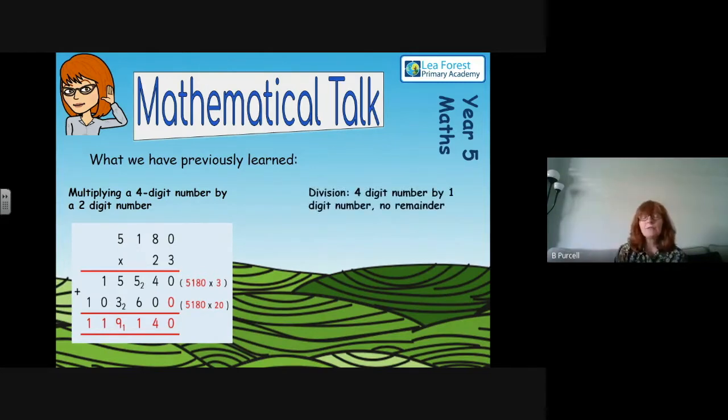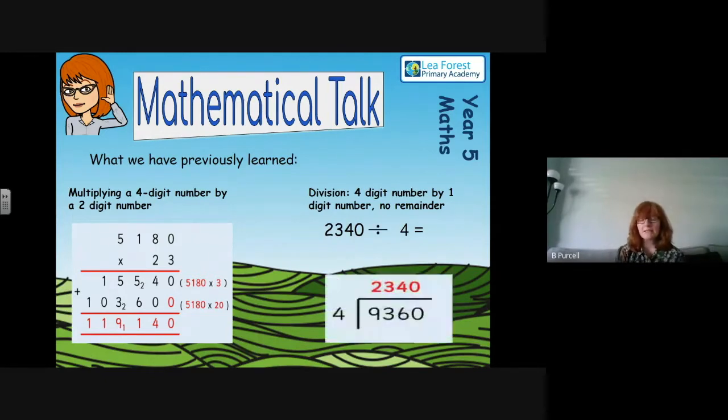Division. So we moved on to division. Last week, we concentrated on division. So 2,340 divided by 4, no remainder. So this is how we set it out.